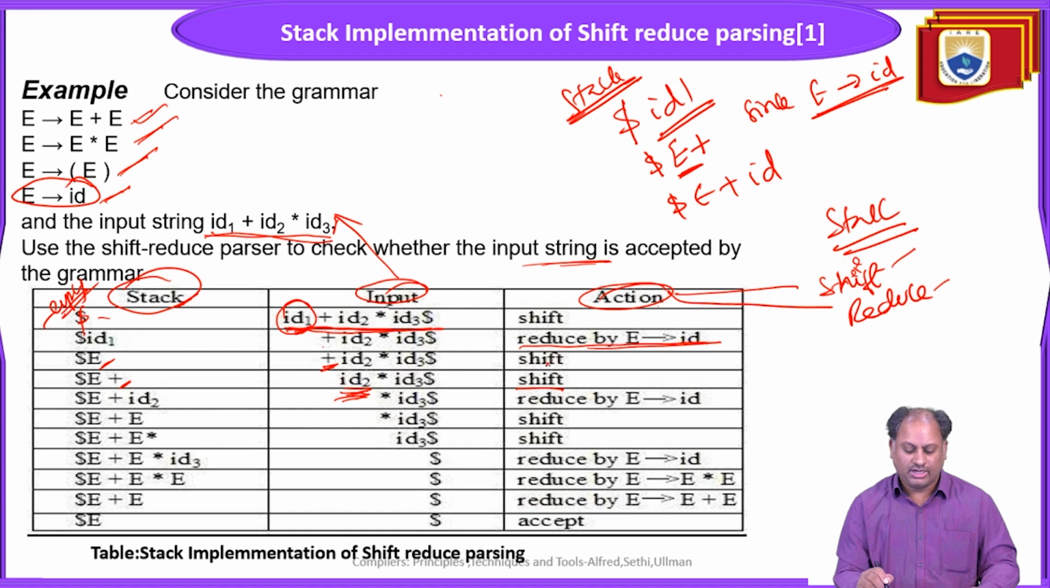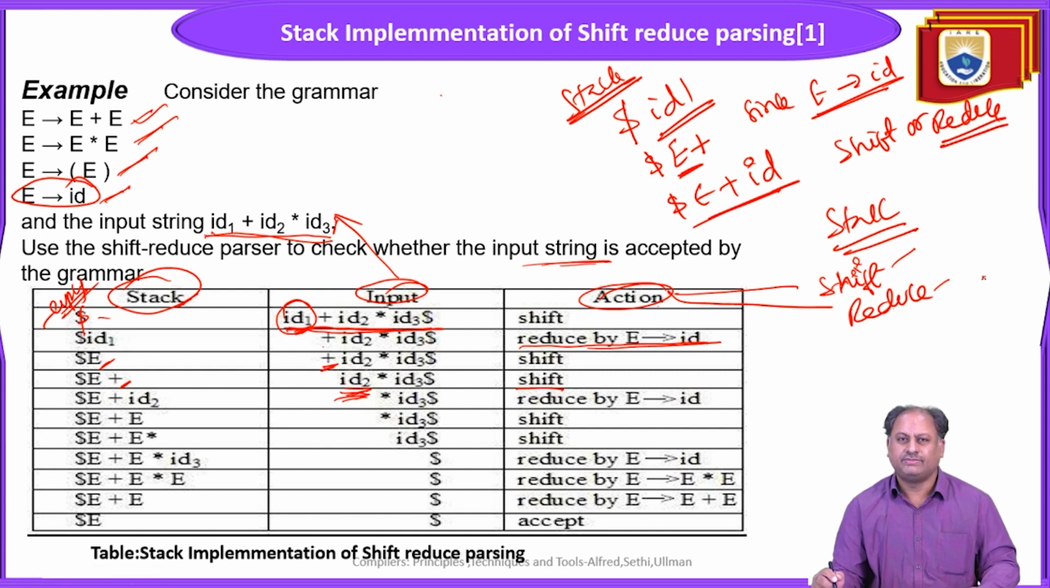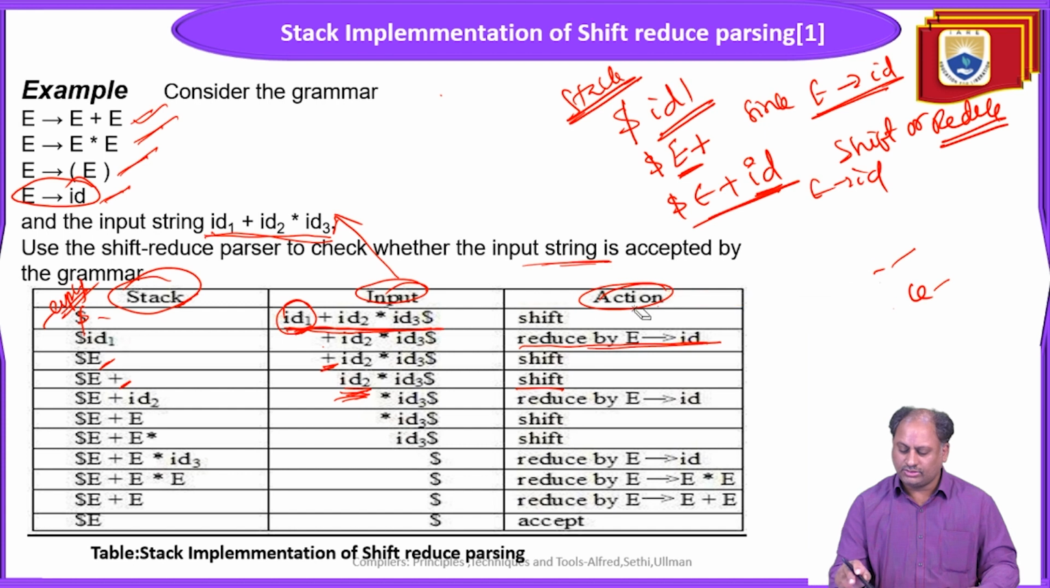Once E plus ID is reached, we have to verify whether to apply shift or reduce. Which one do we have to apply? Here, verify what the identifier is. E derives ID. So that's why we applied E derives ID.